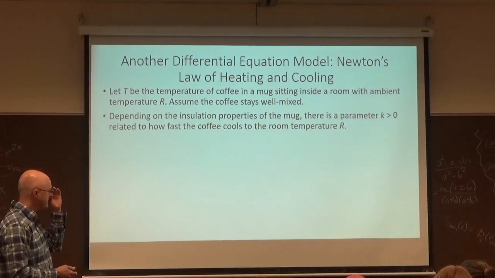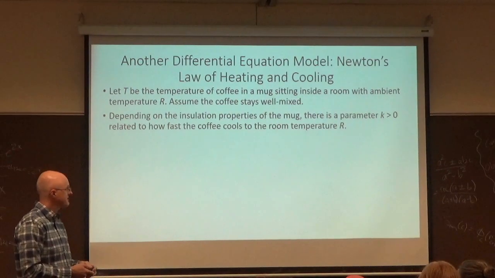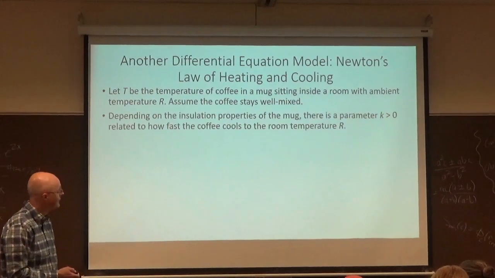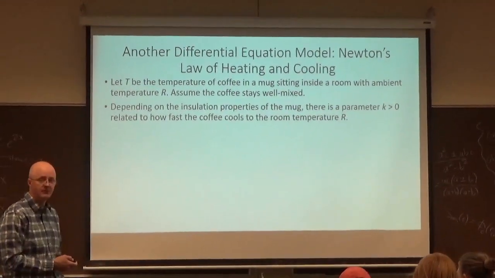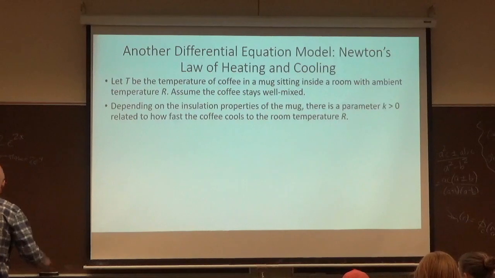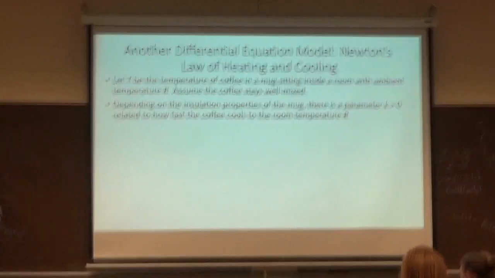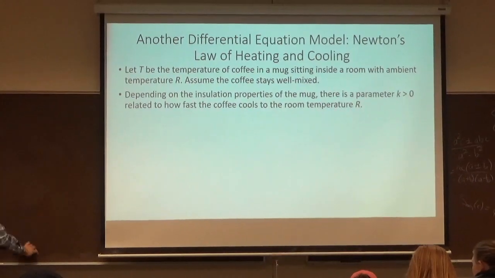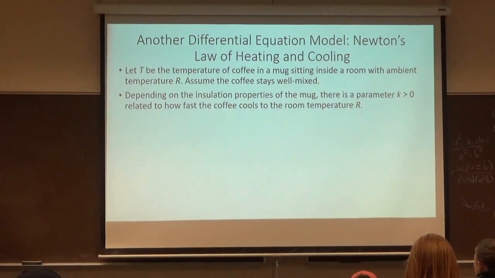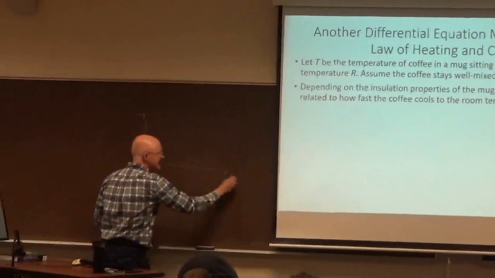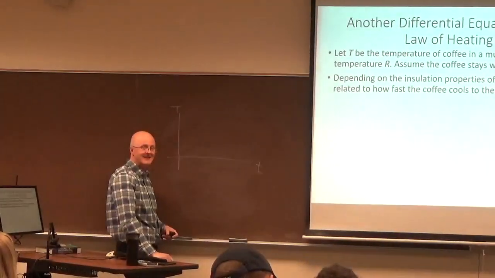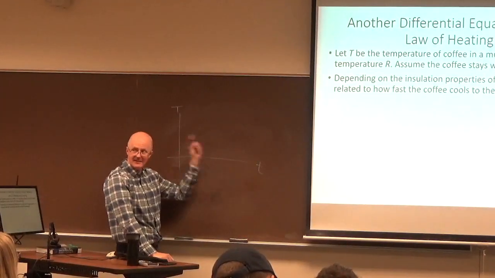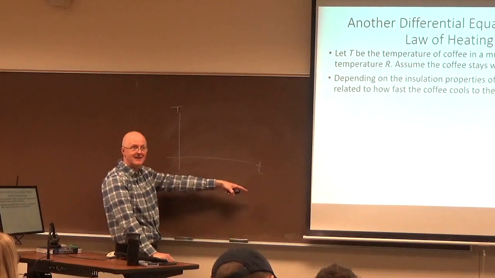Depending on the insulation properties of the mug, there's a parameter k greater than 0 related to how fast the coffee cools. Okay, and we can draw some plausible graphs of the temperature as a function of time. T is a function of t. I love that. Capital T is a function of little t. Temperature is a function of time here.